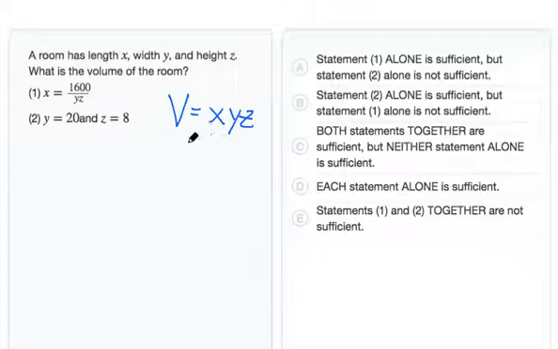We're looking to see if we can actually find a value for v. And if we can, then that information would be sufficient. So let's go ahead and look at statement 1.